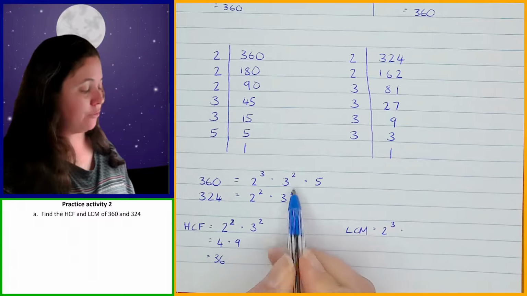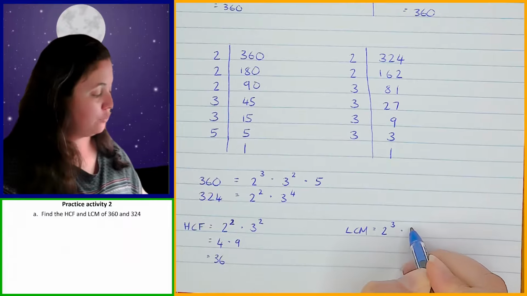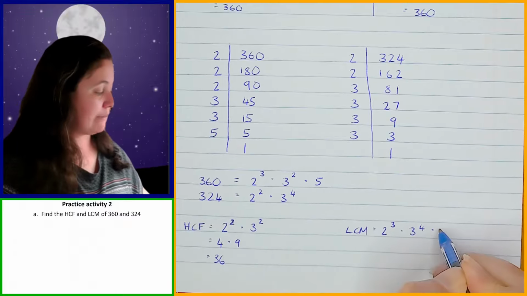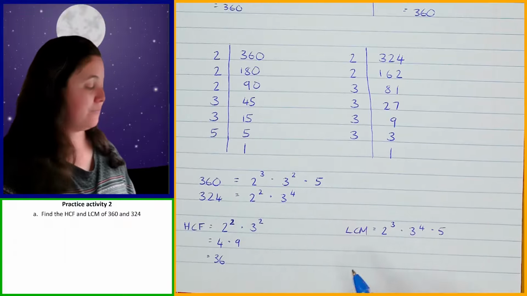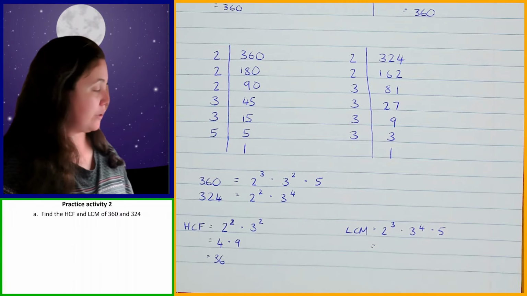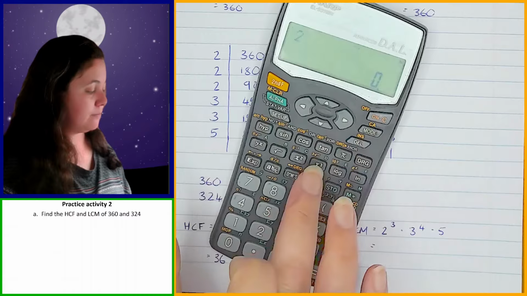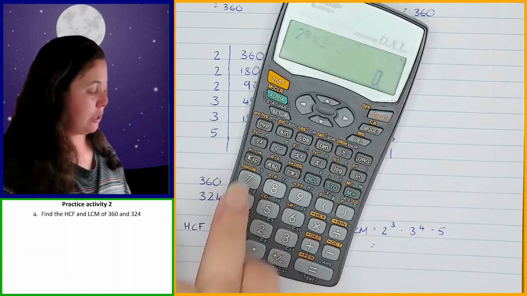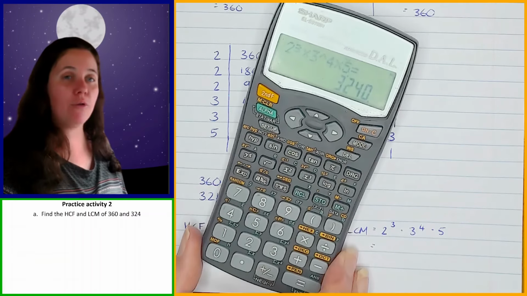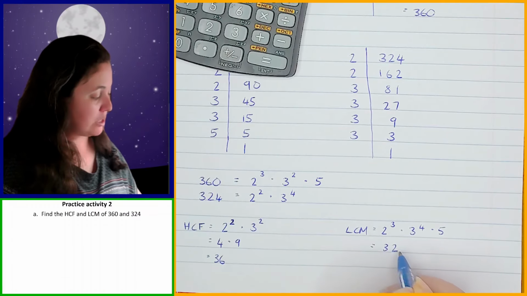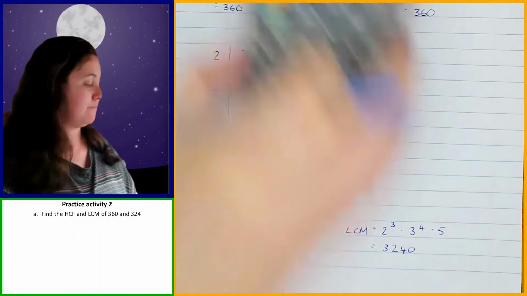Multiplied by, for the 3's, I've got 3 to the power of 4. And then I'm going to be using times 5 because I've got a 5 over here. Okay, and now I'm going to go and work that out. Now you can actually just type this straight in. So you've got 2 cubed times 3 to the power of 4 times 5, and that gives you 3,240. So that's what you should have got for the lowest common multiple for those two numbers.